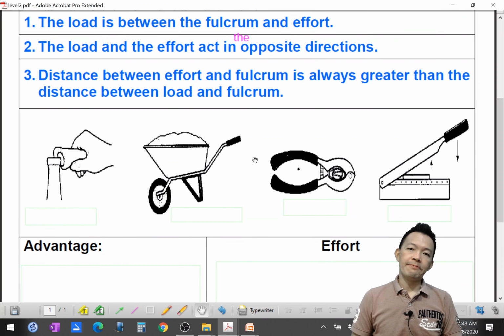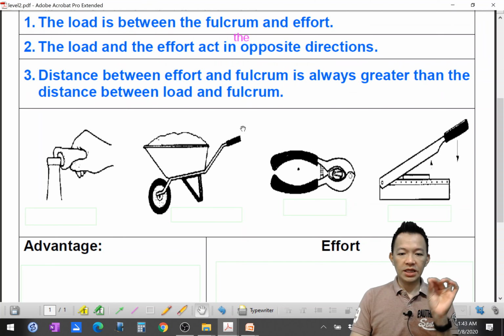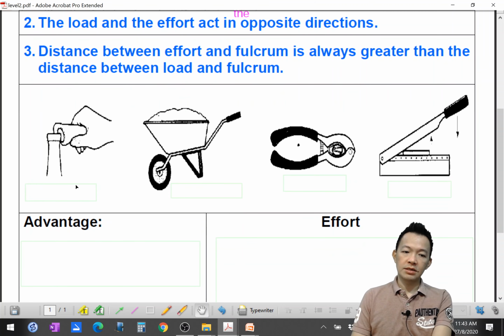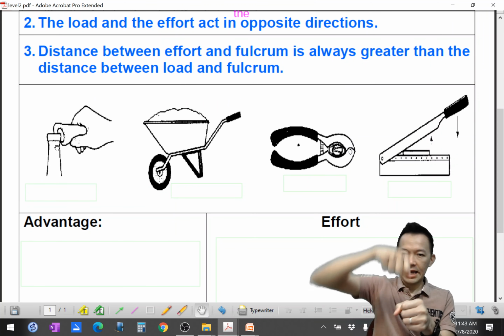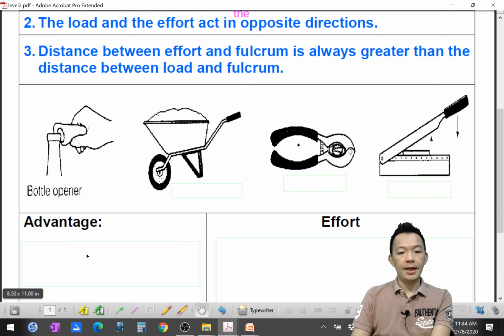Next, so any example of simple machine that using the second class lever, 有什么机器呢？用第二类杠杆的呢？ Number one, bottle opener, 开汽水盖的，开那个罐子的盖的 bottle opener. Okay.